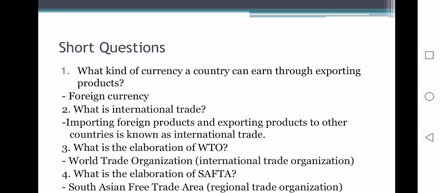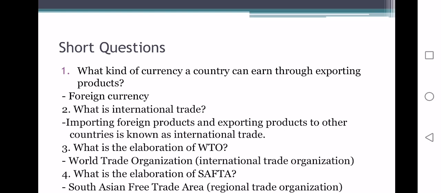The following question is about the elaboration of WTO. WTO stands for World Trade Organization. For looking after the international trade business at an international level, WTO is working. So you have to remember that WTO is an international trade organization, and the full form of WTO is World Trade Organization. The next question is, what is the elaboration of SAFTA?